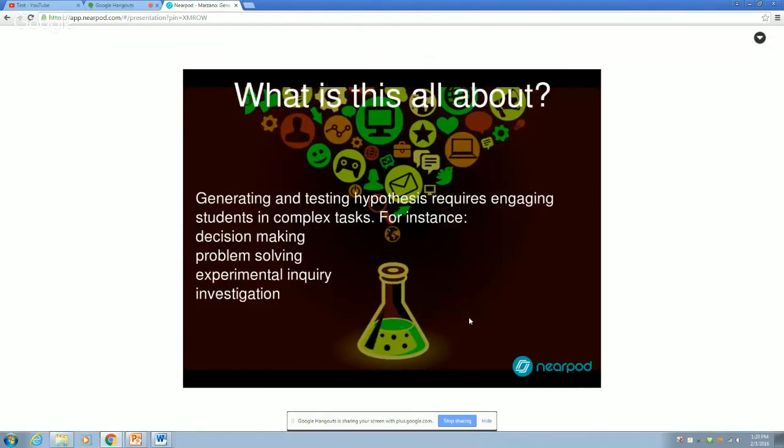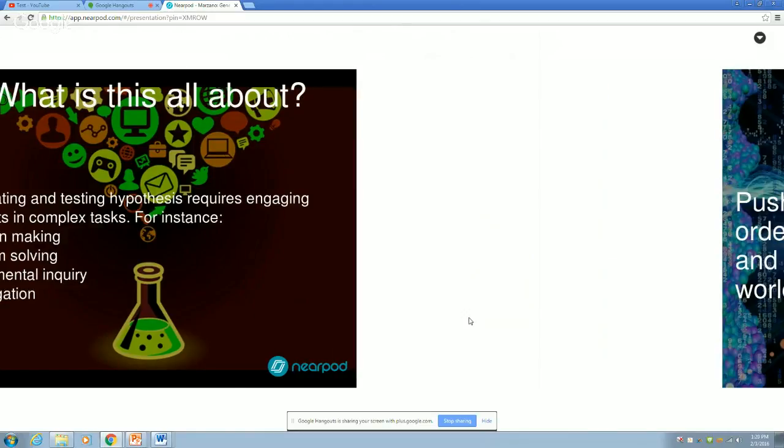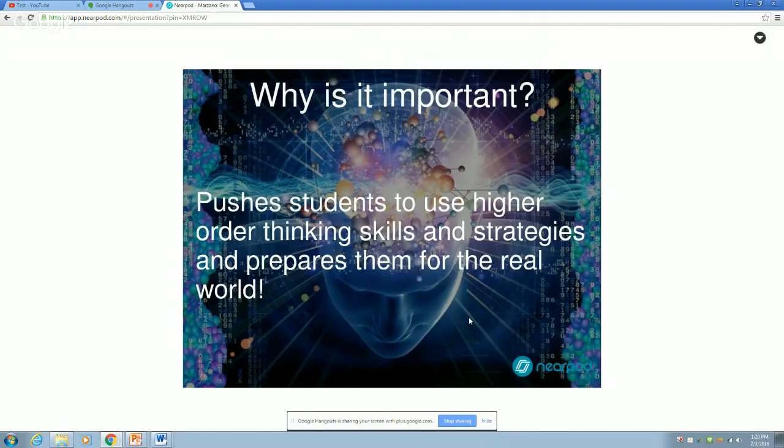Okay, so we said, what is this all about? It requires engaging students in complex tasks, including decision-making, problem-solving, inquiry, and investigations in all different subjects. So why is it important? It pushes them to use their higher order thinking skills and strategies, and it prepares them for real-world decision-making and problem-solving. So some of the problems would be, when your car runs out of gas, how do you solve that problem if you didn't stop at the gas station and fill it up?